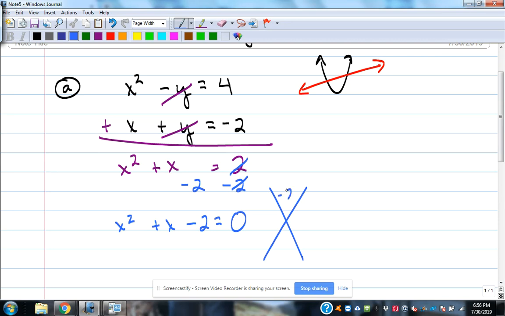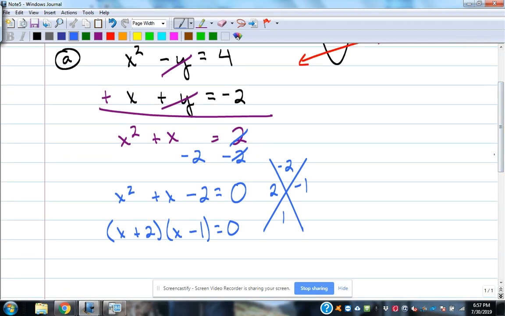1 times -2 is -2. It's got to add to be +1. So that'd be 2 times -1. And because it's got a 1 in front of x squared, that lets me take the shortcut and say x plus 2, x minus 1 are my factors. So what happens here is I find 2 answers for x. I get x plus 2 equals 0, solve it, get -2. X minus 1 equals 0, solve it, and get x equals 1. So I've got 2 answers for x.